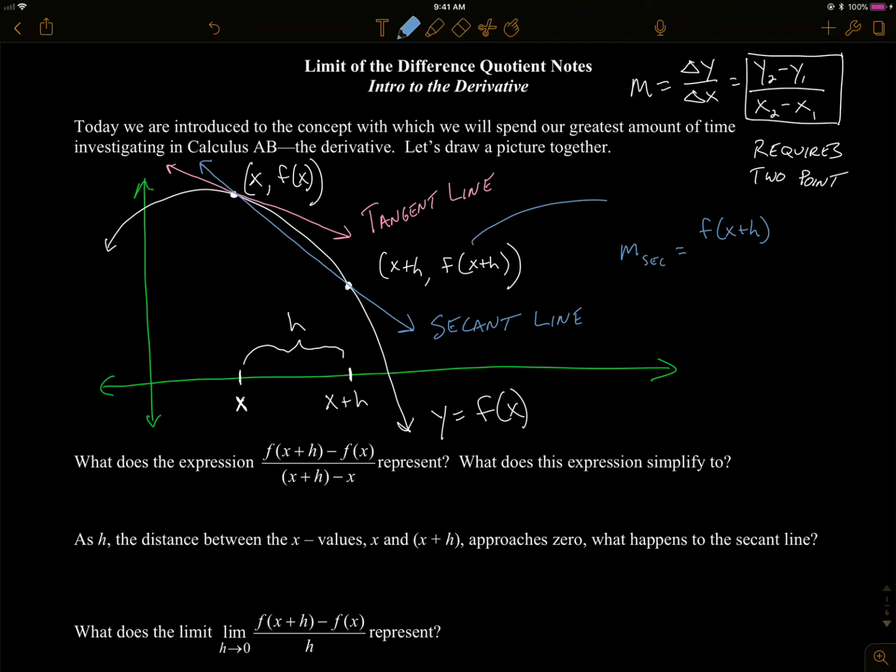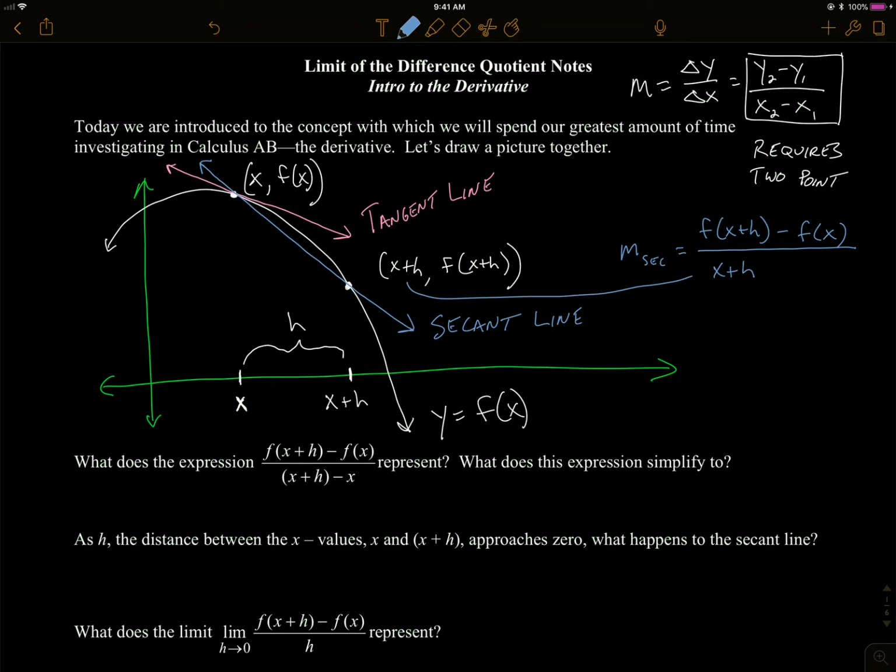So that's my y coordinate from the first point, minus the y coordinate from the other point. There's my f of x. I'm going to get rid of those arrows because things could start to get confusing if I have too much drawn here. There's my change in y, y minus y, over x minus x.